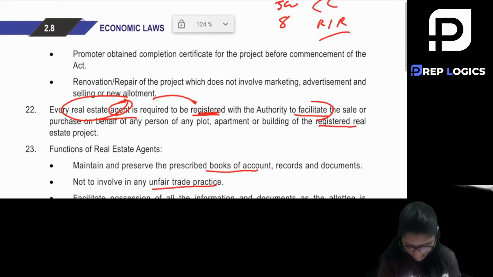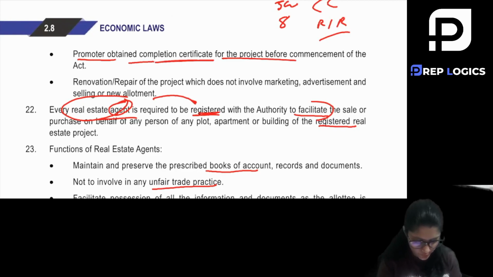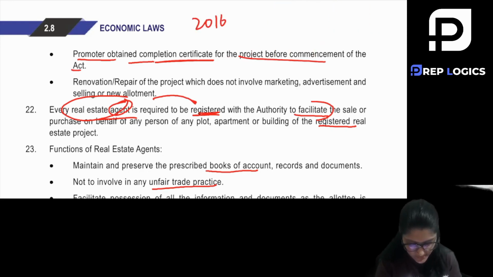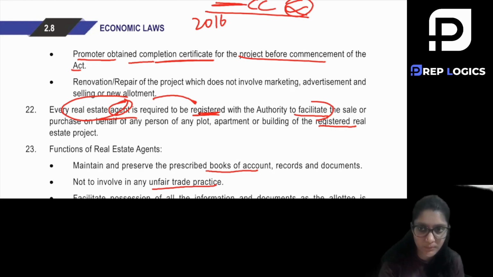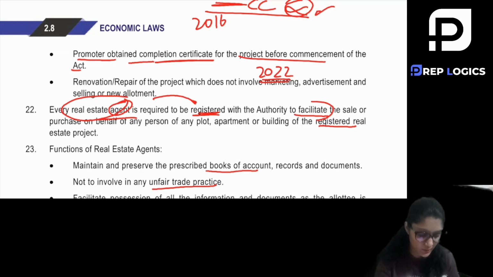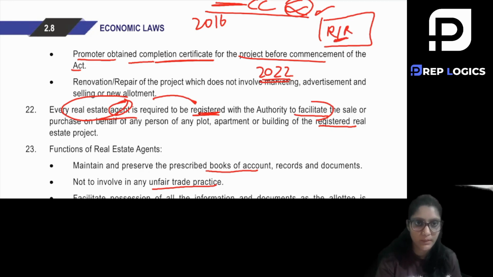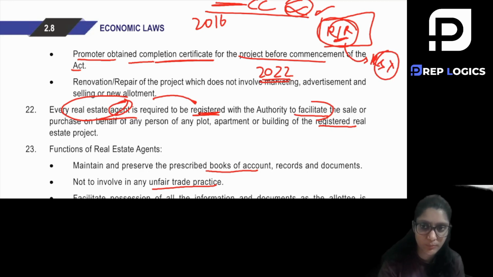Now, the promoter obtained a completion certificate for the projects, that is the buildings that have already been completed before 2016. The buildings that already obtained a completion certificate do not need to register themselves with the RERA Act. And suppose in 2022, some building was built at that time only, but now repair and renovation is happening in the building. Can the repair and renovation also be registered? So no, the repair and renovation do not need to be registered.